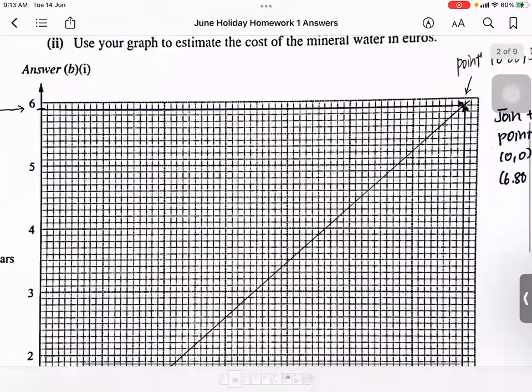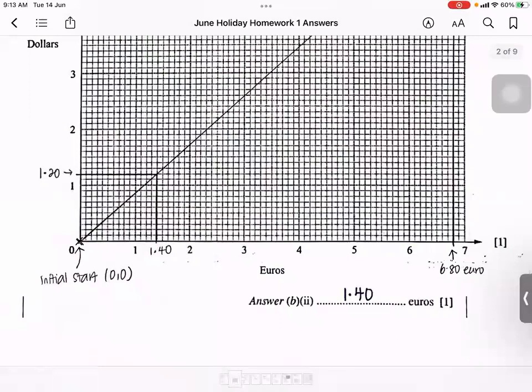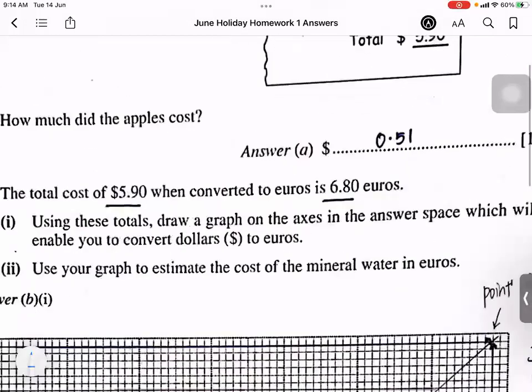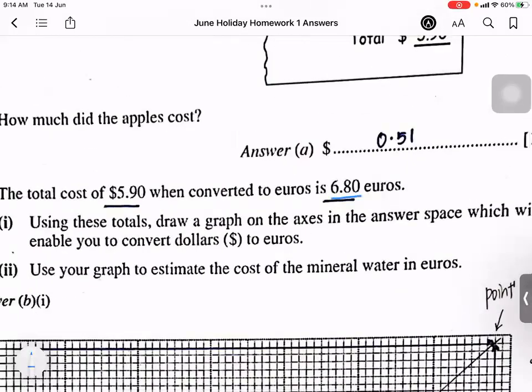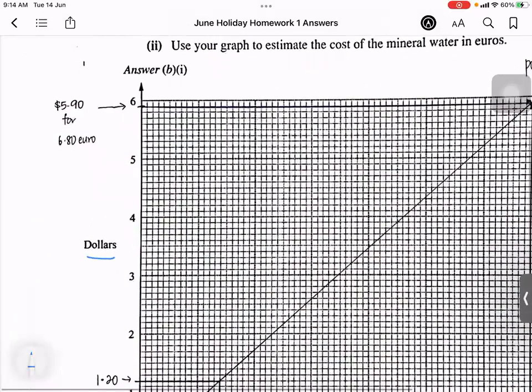First one, the x-axis over here is in euros, correct? So if this is in euros, what is the data value given to me? The value given to me is 6.80 euros. And then the corresponding cost is $5.90. So this one is in dollars. So this one is $5.90 in dollars. Okay, wait, give me a minute. So this one is in dollars.